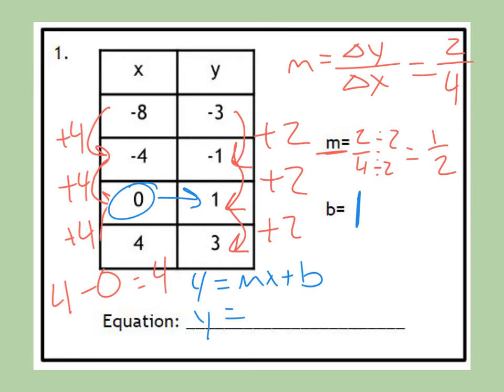My m is going to be 1/2 x. I just copy the x down, plus my b, which is 1. So my equation is y equals 1/2 x plus 1.